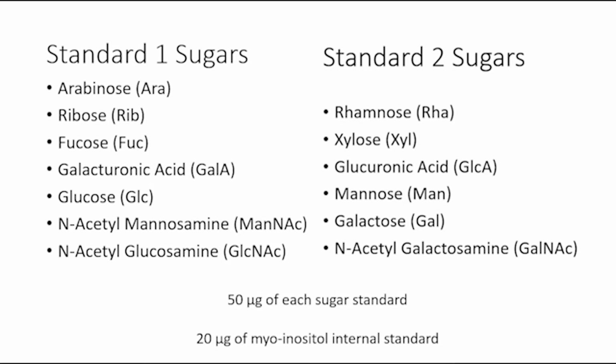The 2 standards are because some sugars elute at close times, and for quantitative analysis, we need good separation. We use 50 micrograms of each standard and 20 micrograms of inositol as an internal standard. Here you see the 2 sets of standards and the sugars included in each.